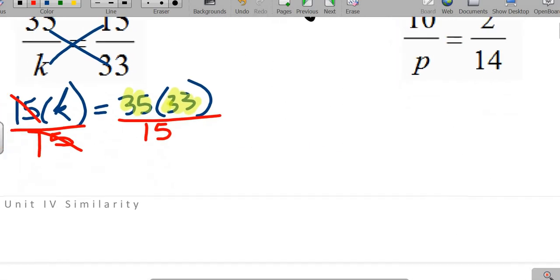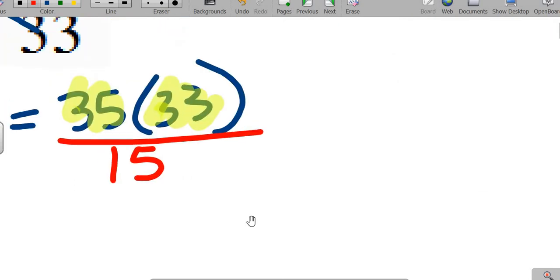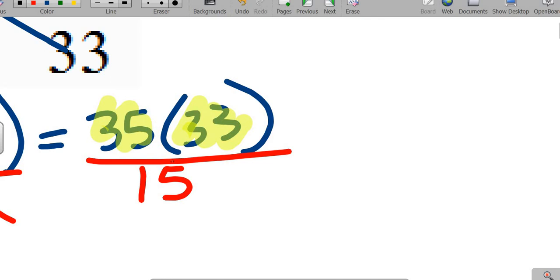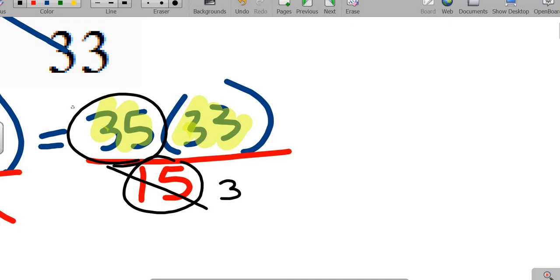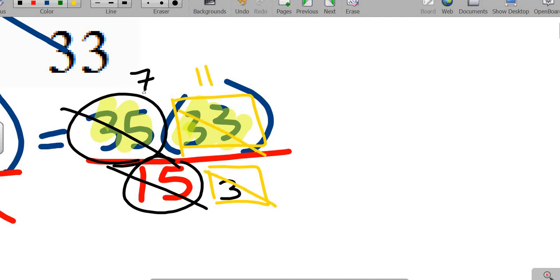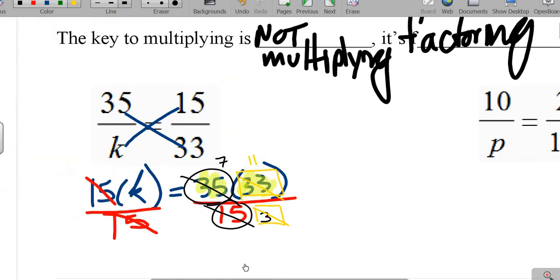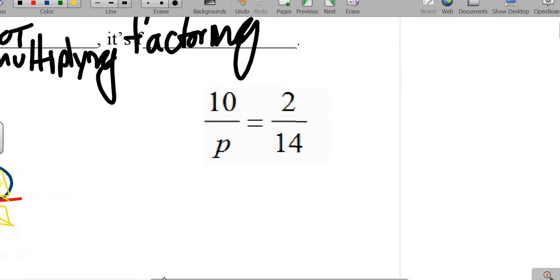Now let's take a really close look here. First, I'm going to factor out the 15 and the 35. I know 5 goes into both of those. 5 goes into 15 3 times. 5 goes into 35 7 times. Then I'm going to factor the 3. 3 goes into 33 11 times. So our final answer here is simply k equals 77. Look how easy that is without a calculator.